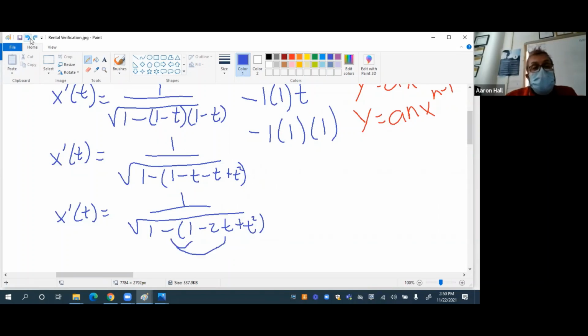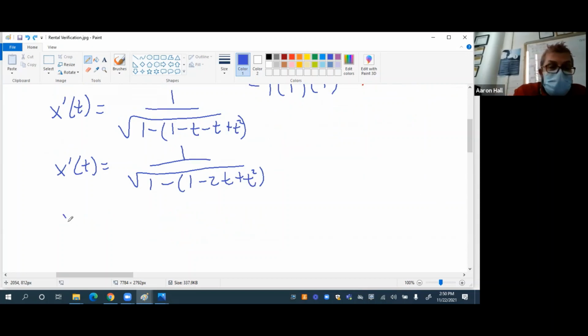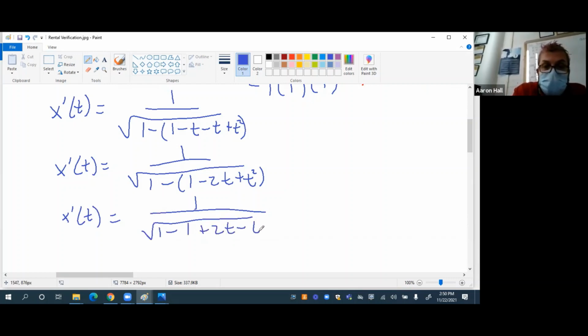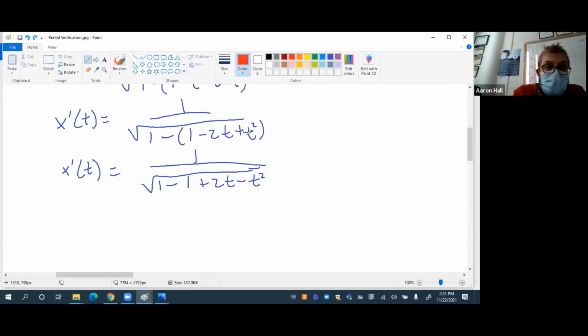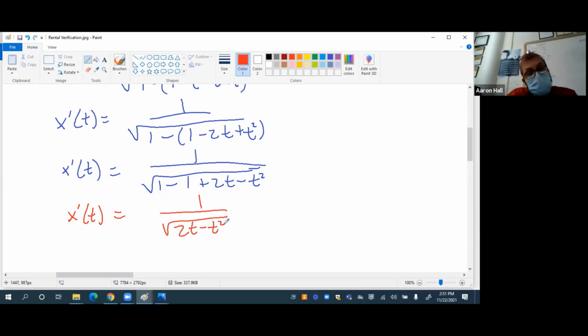Nice. Yep. Let's distribute the -1. So that gives us the square root of 1 minus 1 plus 2t minus t squared. Okay, if I combine like terms, those ones disappear, don't they? I have 1 minus 1, which is 0. So I have 1 over the square root of 2t minus t squared.